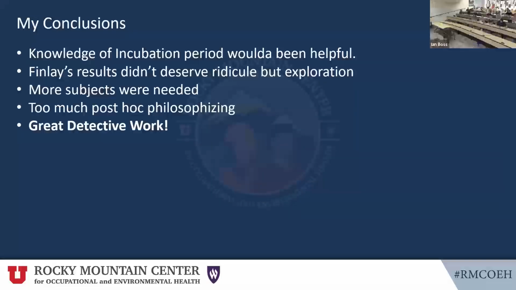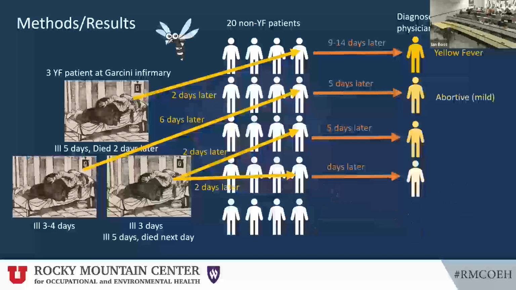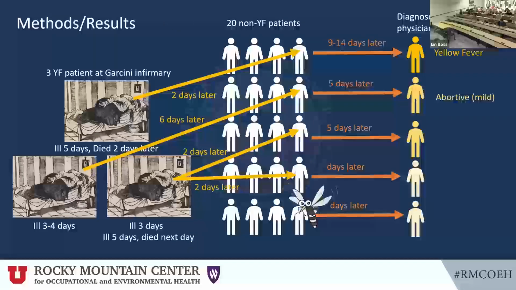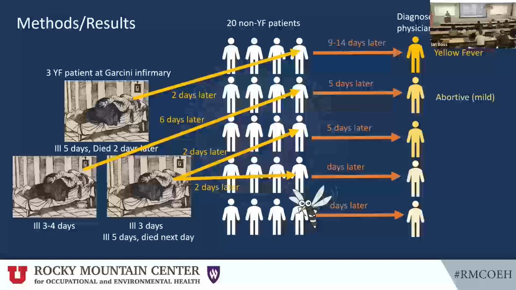So my conclusions are that knowledge of the incubation period would have been helpful in the experiment. If we go back and look at all the times, 2 days later is when he gave the mosquito to someone, 6 days later, 2 days later. Not a lot was known about the incubation period of yellow fever. If he knew that, the experiment would have been a lot more conclusive, because he would know when to give people yellow fever.